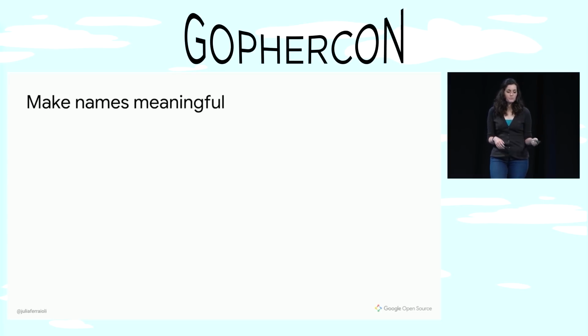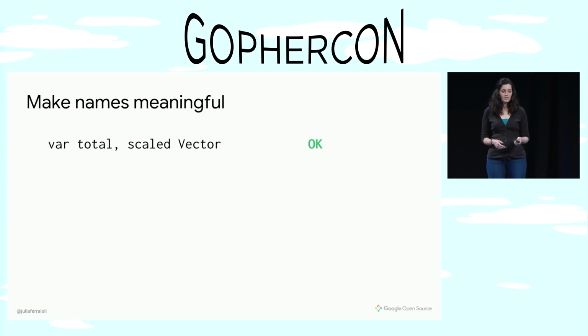And you really do want to make them meaningful. So later down in my demo code, we added things together, and what we didn't get to was scaling the vector up. So I declare these two variables, total and scaled. They're both vectors. And that's OK. These are pretty meaningful names. I know right away how they're going to be used.